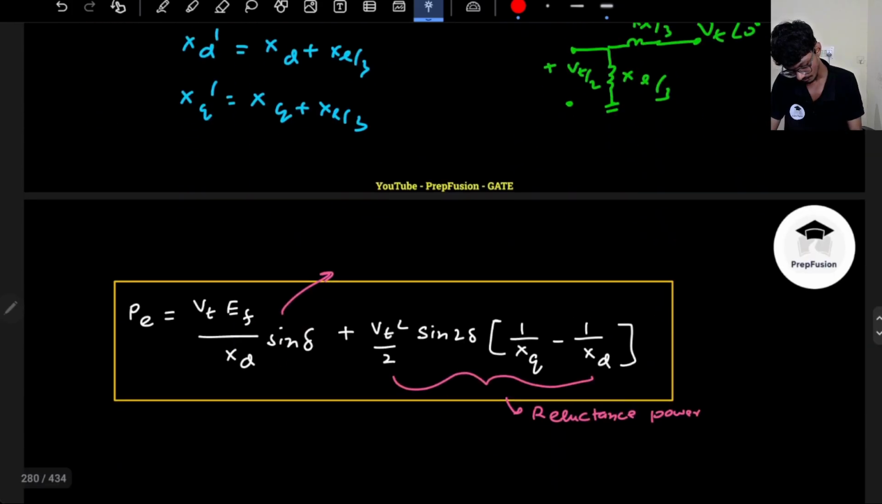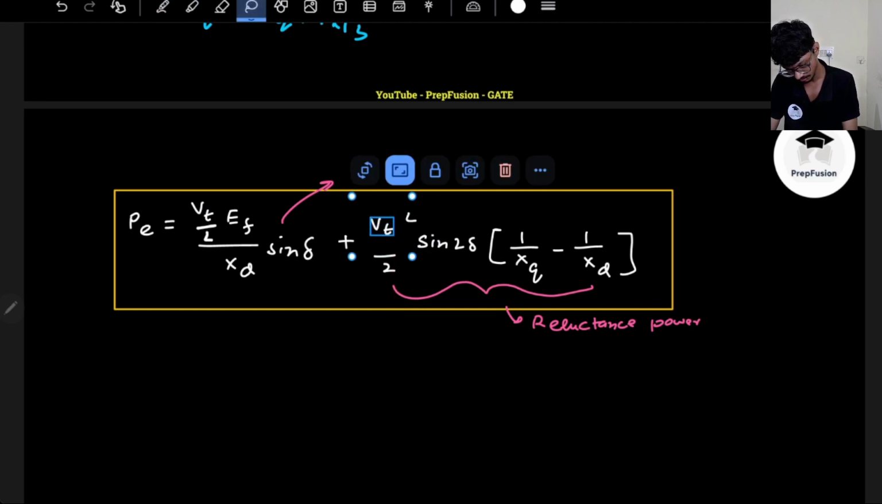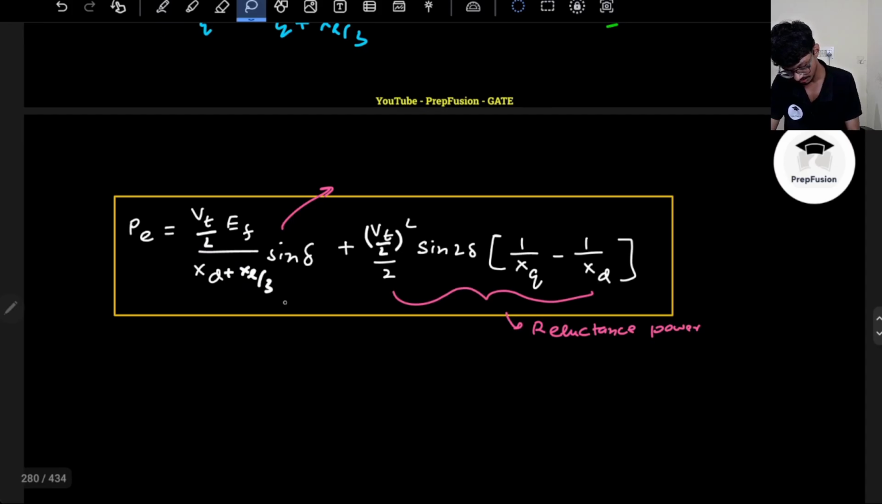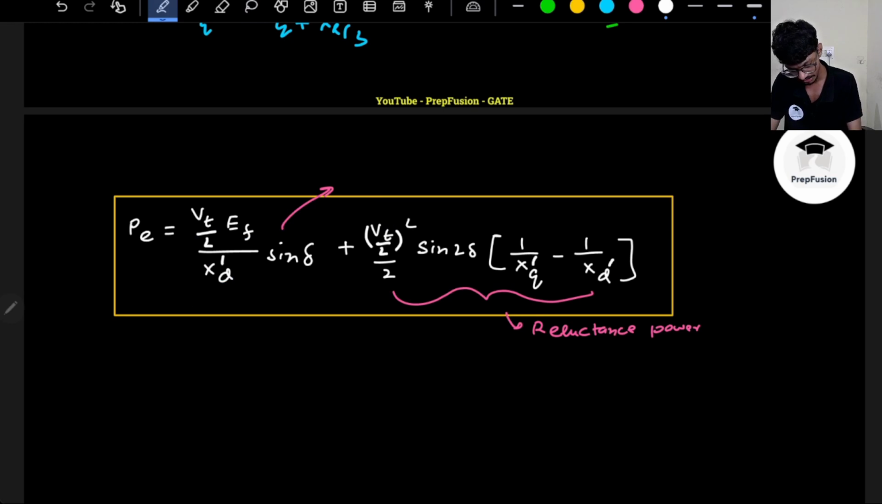But here I will have to replace VT by VT by 2, right? Everywhere I will have to replace VT with VT divided by 2. This will also be replaced with VT divided by 2. This XD will become now XD plus XL divided by 3. Here also you will replace like this. I will not write it. So XD will become XD dash, otherwise it will take too much space. XD will become XD dash, XQ will become XQ dash. That's it. Other things will be same.